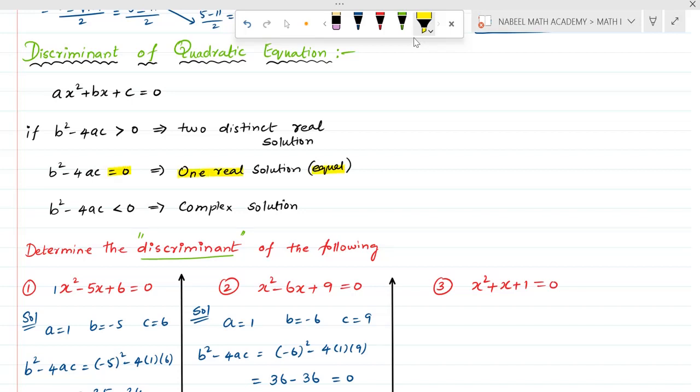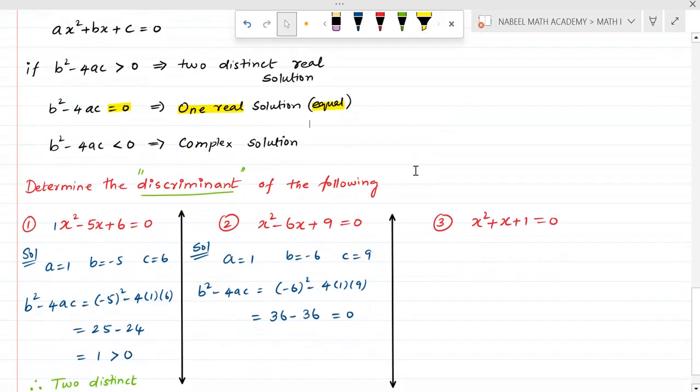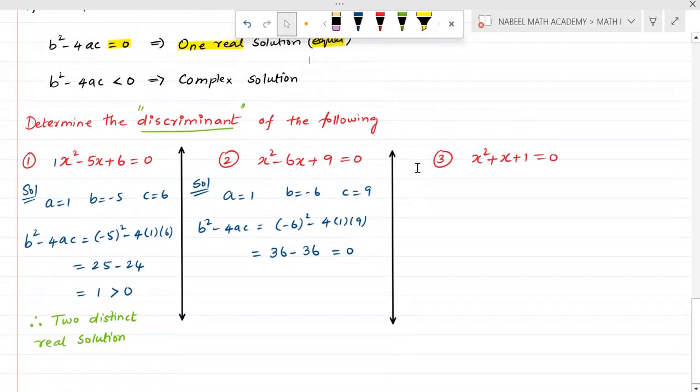It means that you will get the same value, 2 comma 2, 3 comma 3, 4 comma 4, the same value. So I will write it here. So this is one real solution. One real solution which is equal. So you will have the same values.